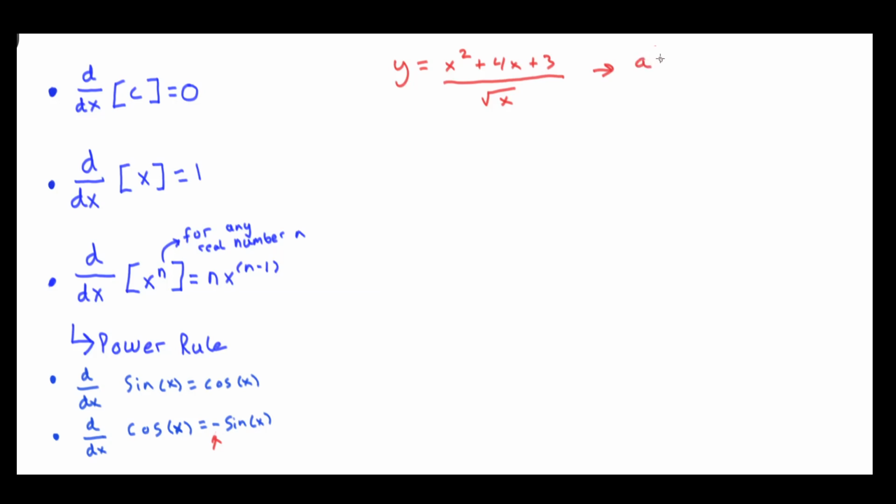So let's say we have a plus b over c. You can rewrite that as a over c plus b over c. So we'll do that for this, just to make it visually more appealing and easier to break down. So we have y is equal to x squared over the square root of x plus 4x over the square root of x plus 3 over the square root of x.